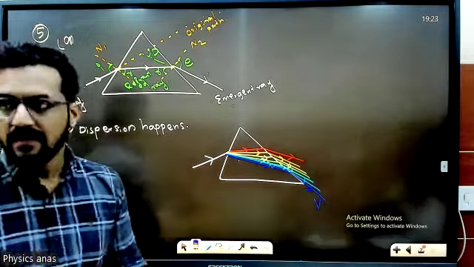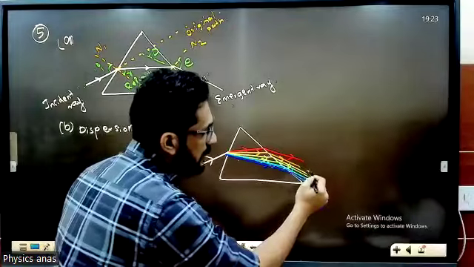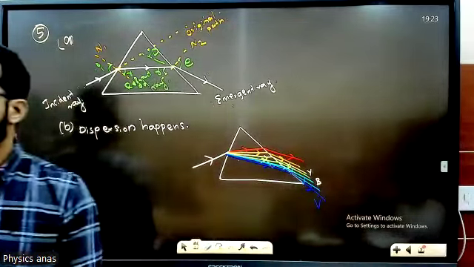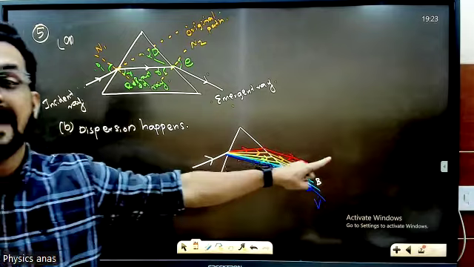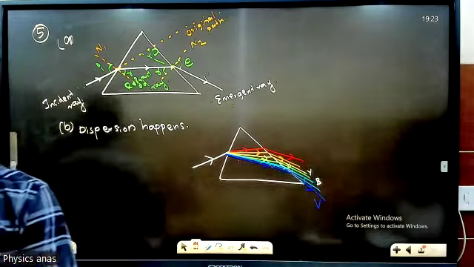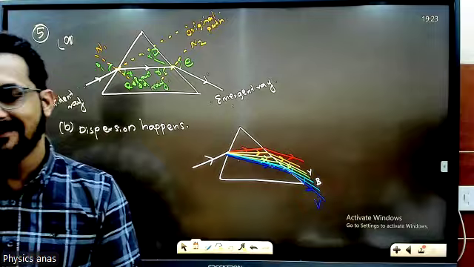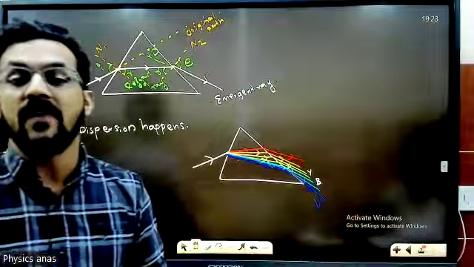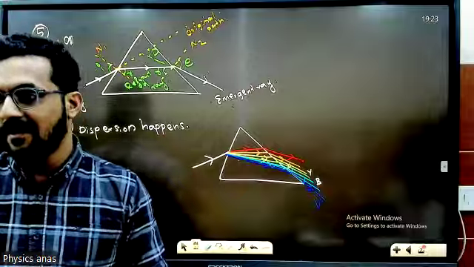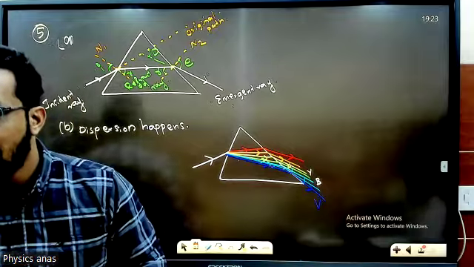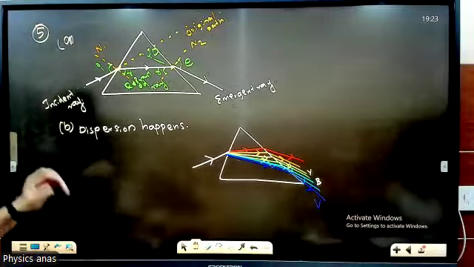Which has greater deviation among yellow and blue? If the question is like this, which has the greater wavelength, yellow or blue? Yellow has the greater wavelength, so yellow has the least deviation. Blue has lower wavelength, so blue has greater deviation. Got it? Can I move to the next question?